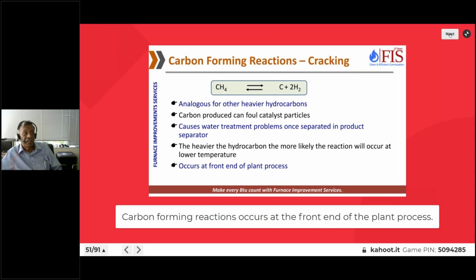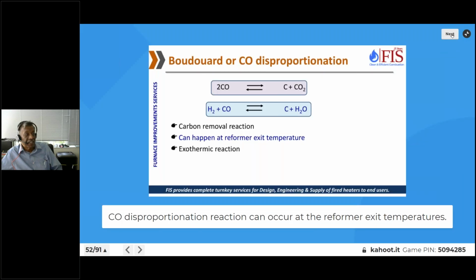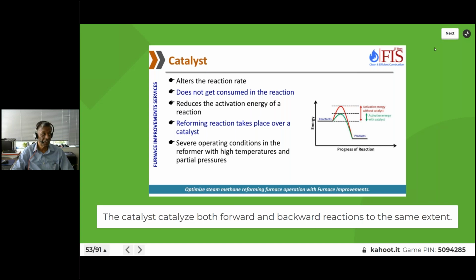Similarly, carbon forming reactions are very, very important. There are two reactions we are talking of: methane cracking into carbon and hydrogen. We don't want this to be happening at all. Or the second reaction is the Boudouard reaction or CO disproportionation. Basically, it happens at high temperatures, and here you can see CO is converting into carbon and carbon dioxide, and that carbon monoxide also meets with hydrogen to convert to carbon and H2O. So you don't want these two reactions to be taking place. If you have carbon formation, you will get problems. So we have to make sure that these two reactions don't take place at all.